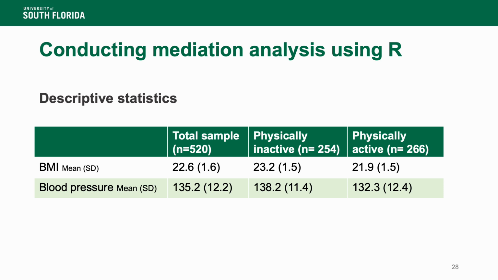The mean blood pressure in the total sample was 135.2. In those who were physically inactive, the mean blood pressure was 138.2, and in those who were physically active, the mean blood pressure was a little bit lower, 132.3.